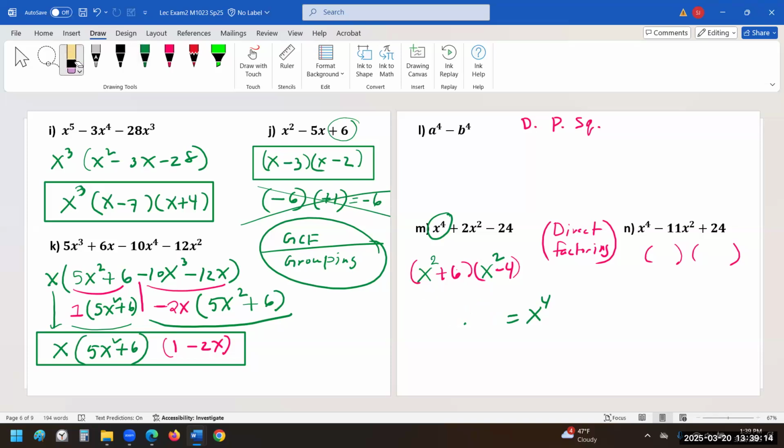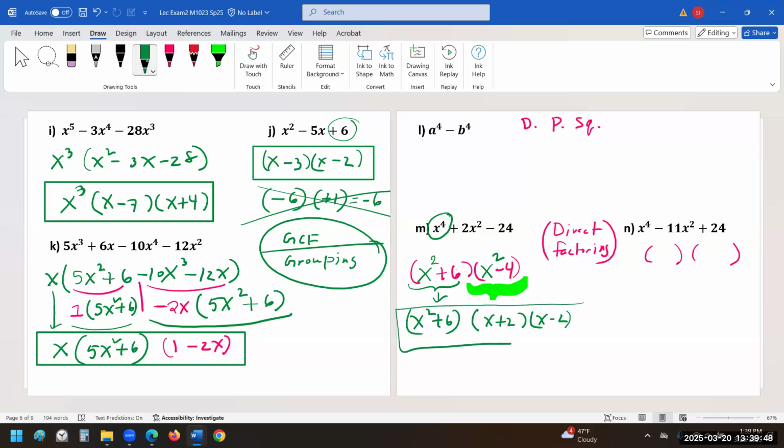Sad news, many of you stopped after getting your 2 answers, 2 factors. Can we stop here? Exactly. We have more factorable factors here, so we have to go further. It's a difference of perfect squares, so it's x plus 2, x minus 2. And this is not factorable, so we just bring this down.